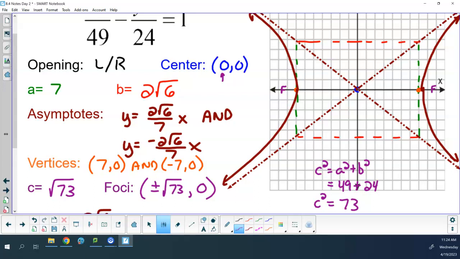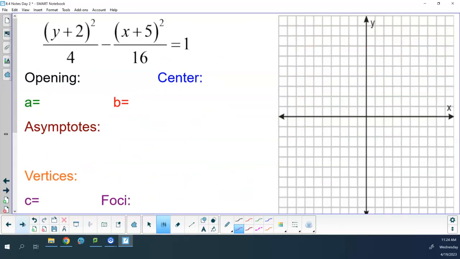Ready to try one on your own? All right, let's do it. Here we go. Try this one. Graph this one. Find all the parts, all the good stuff to go along with it.